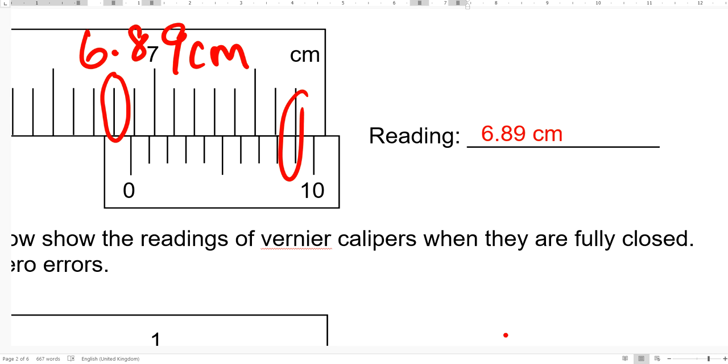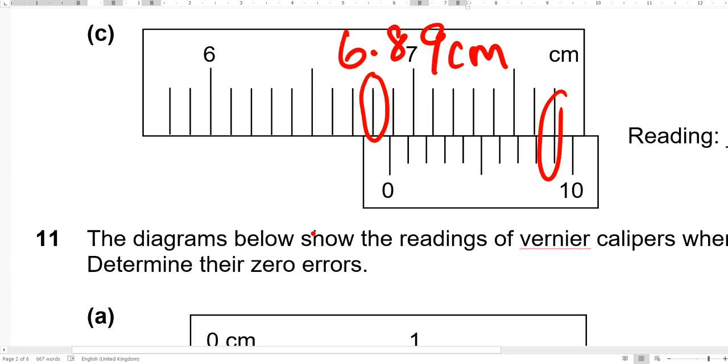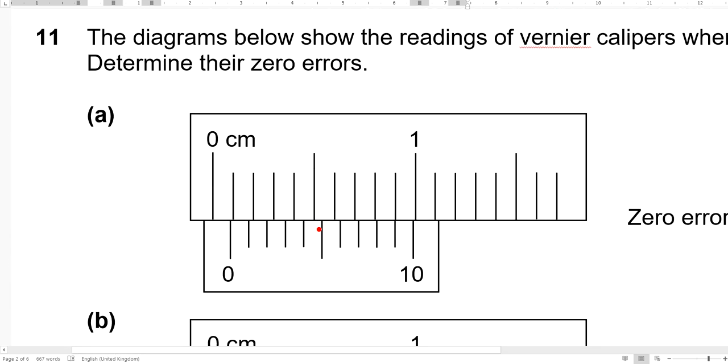Zeros all coincide, right? By right, the 0 on the top and the 0 at the bottom must form one straight line. Let's see if this is the case. Okay, it is fully closed. Oh, looks like there's a problem. Are the zeros in one straight line? No. Where is the 0 at the bottom? Is it to the left or to the right? It is to the right.